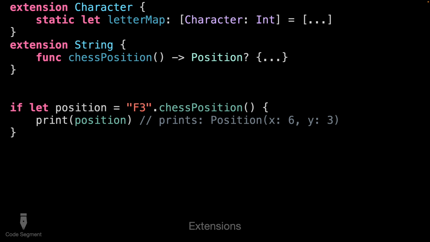So here we have our final situation, which is we have a string literal where we put F3 inside, and then we can call .chessPosition, this function that we've added to String. So now the String type that Swift defines, that Apple has defined, we have added something to it. We can now call our custom functionality on any string in our code, and we can get returned whatever, right? And in this case, F3 returns position x6, y3. Cool. Okay, any questions about extensions so far?